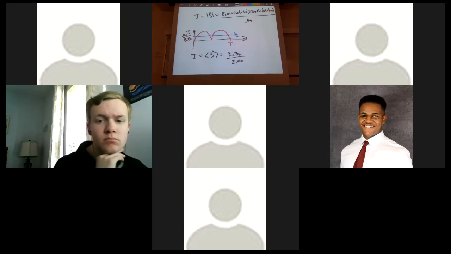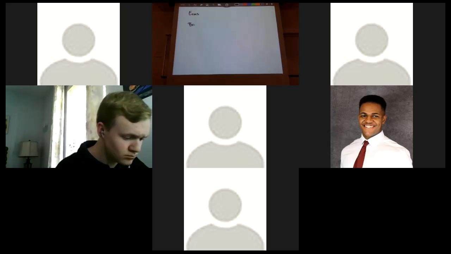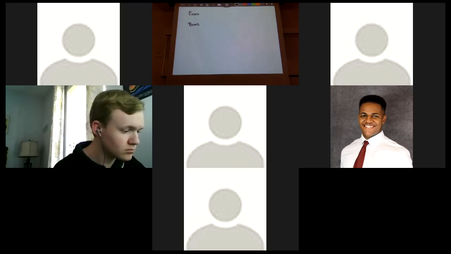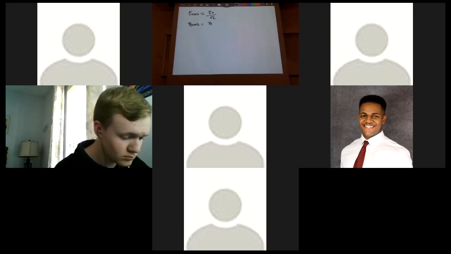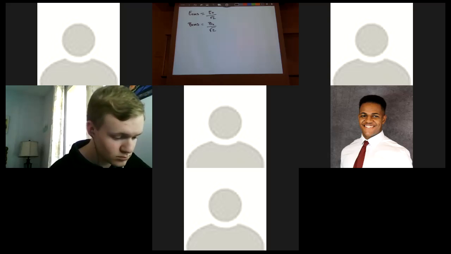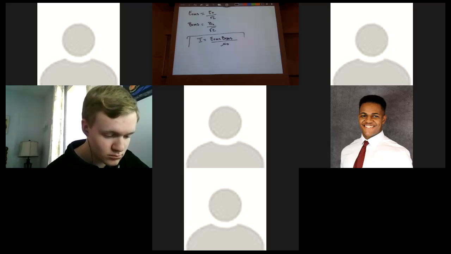Now from here, we can define RMS values. Do you guys remember what RMS values are? We talked about these last semester. If you don't, that's fine. From here, we're going to define RMS values of the electric field and the magnetic field. The RMS value of the electric field is going to be equal to the peak, or the amplitude, divided by square root of 2. And the RMS value of the magnetic field is going to be the peak, or the amplitude, divided by square root of 2. Which means in that case, our intensity is going to be equal to the RMS value of the electric field times the RMS value of the magnetic field, all divided by mu naught. So this is going to be our intensity.